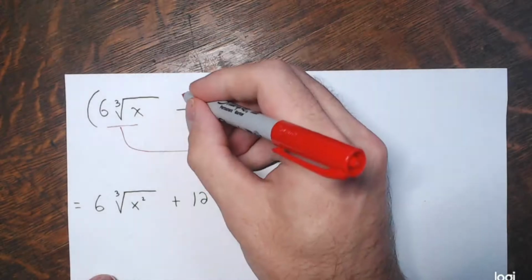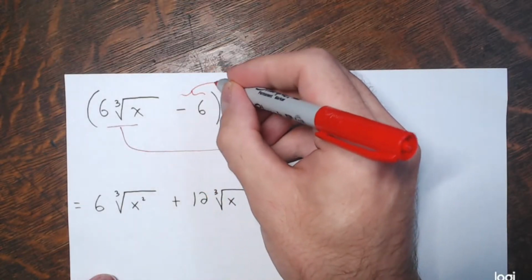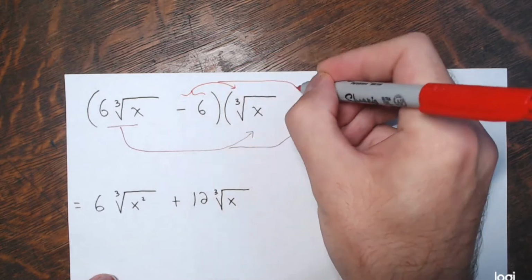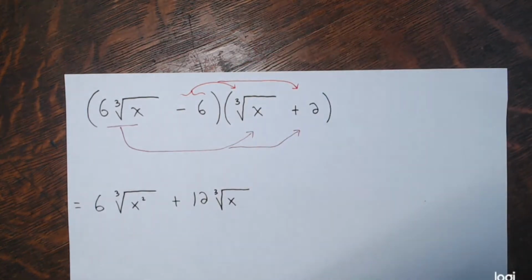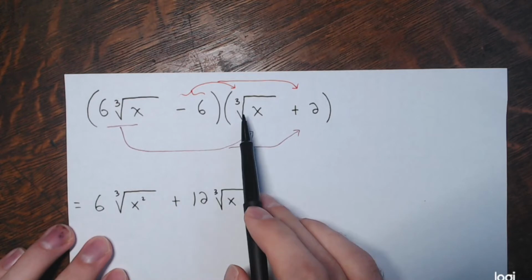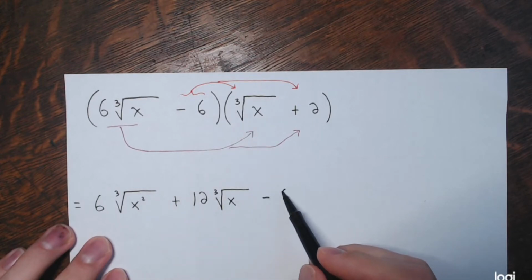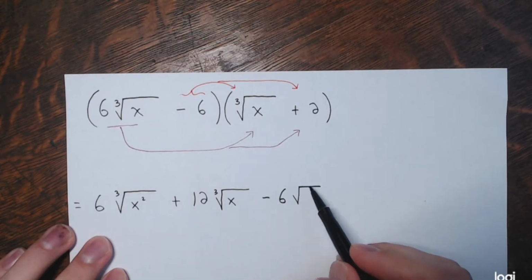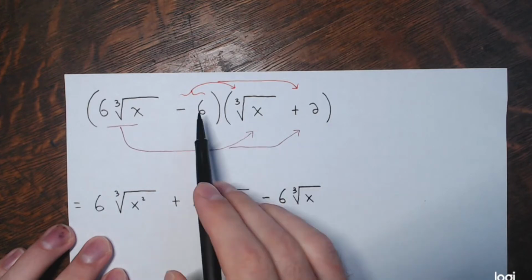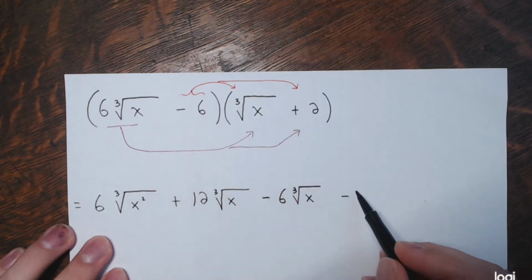Then we'll move to the next term, which is negative 6, and distribute that as well. Negative 6 times the cube root of x is exactly that, right? Minus 6 cube root of x. And then negative 6 times positive 2, negative 12.